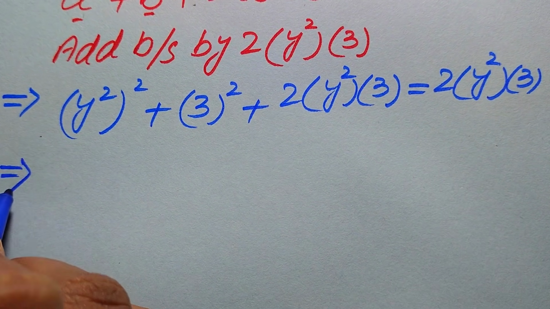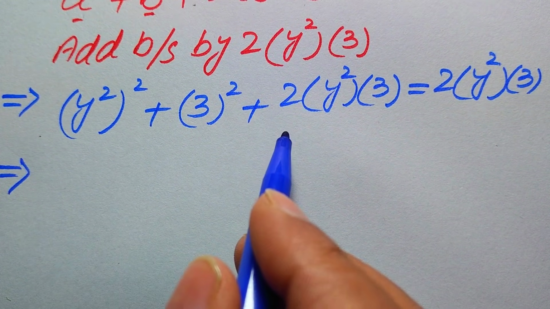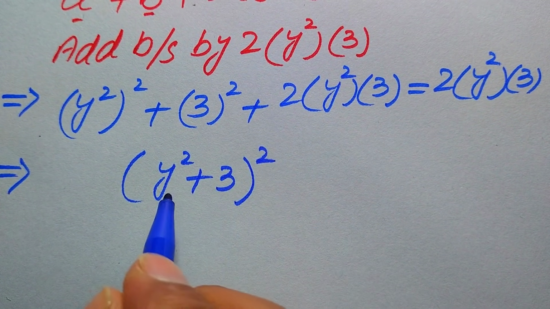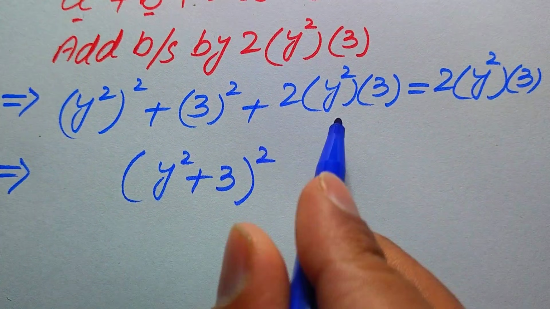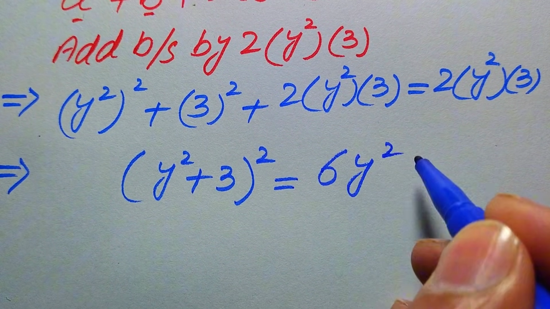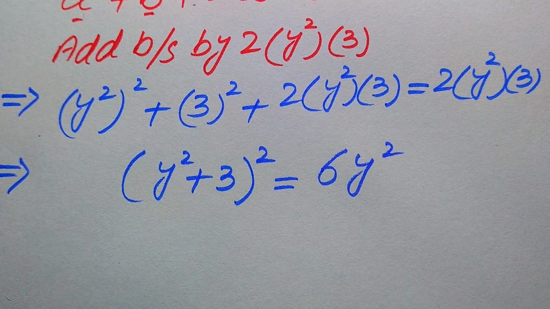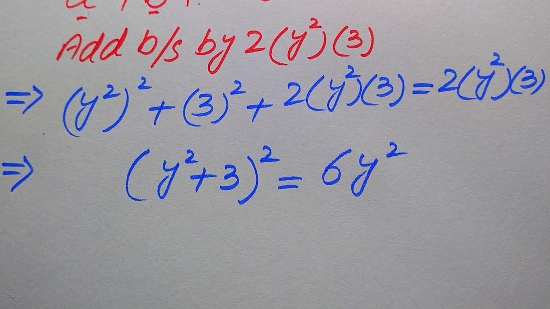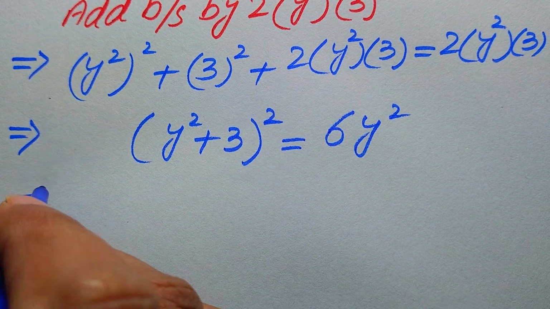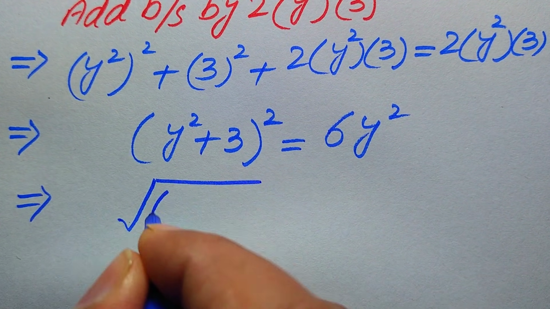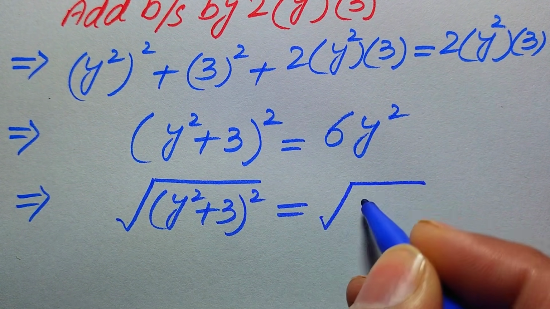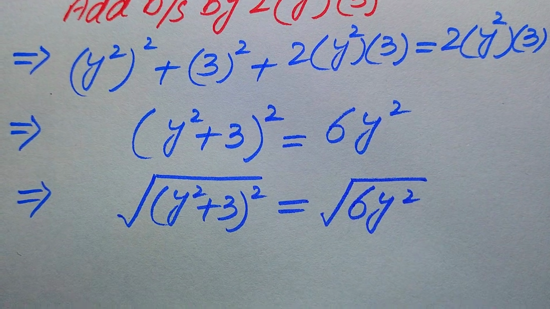And now you see that in the left hand side, this becomes the complete square of y square plus 3 whole square. This means that when you expand the square of this term, we get this whole term. And in the right hand side, we have 2 times 3, which becomes 6 times y square. Now our target is to find the values of y. So for this we need to remove this 2 from here, and for this we will take squaring on both of the sides, and when we apply squaring it will be written as y square plus 3 whole square is equal to 6 times y square and its whole square root.